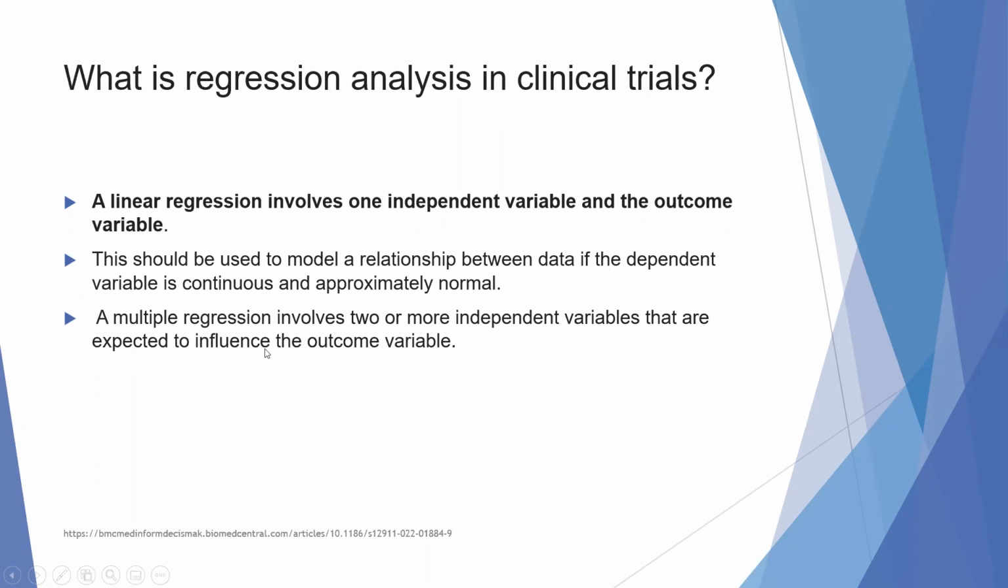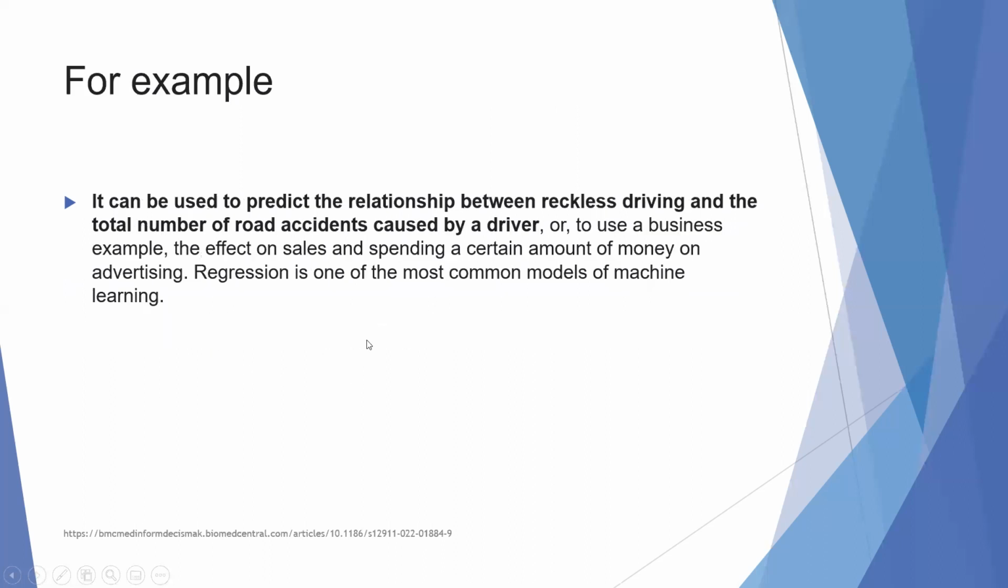Normally distributed. A multiple regression involves two or more independent variables that are expected to influence the outcome variable. For example, it can be used to predict the relationship between reckless driving and the total number of road accidents caused by a driver. Or, to use a business example, we can look at the effect on sales of spending a certain amount of money on advertising.